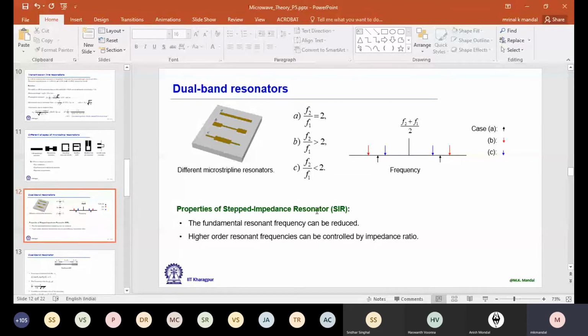But what is the difference? In the second example, case B, the leftmost and rightmost parts are wider, so we have low characteristic impedance. And case C, it is again a 3-section transmission line basically, but the leftmost and rightmost parts now have higher characteristic impedance compared to the middle part. Now we can calculate the resonant frequencies, fundamental and the harmonics.